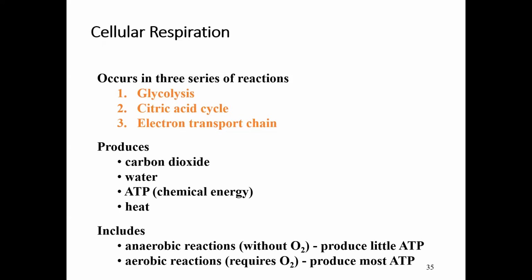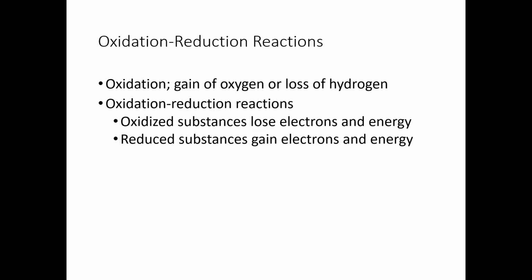Anaerobic, the AN in front of that, means that there is no oxygen used. We have both types of chemical reactions in our bodies, anaerobic and aerobic. Anaerobic reactions don't require oxygen, but only give you a little ATP. Aerobic reactions have to have oxygen and give us a boatload, that's a technical term, a boatload of ATP. And the process we follow to do this is a series of reactions called oxidation reduction reactions.